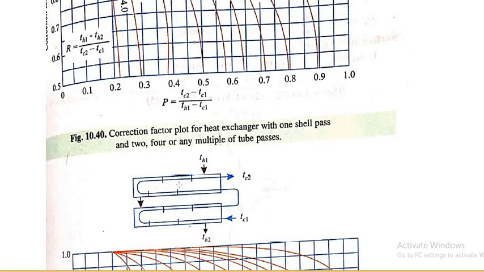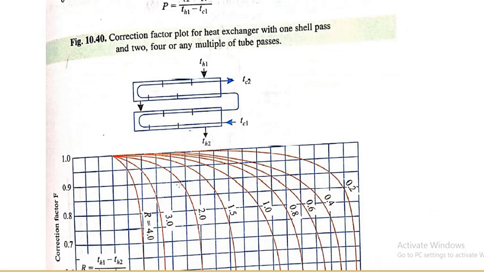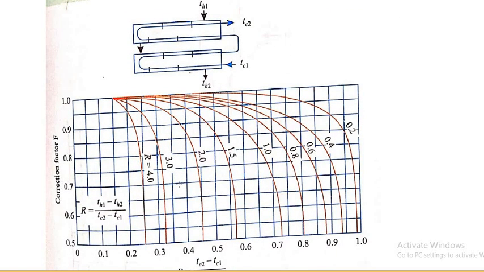Okay, and 4 passes of tubes are there. So here we can say that this is the 2 shell 4 tube heat exchanger, or 4 passes heat exchanger. In this case we need to consider a different chart to find out the correction factor. The temperature ratio is on the x-axis, and the curved lines show the capacity ratio.